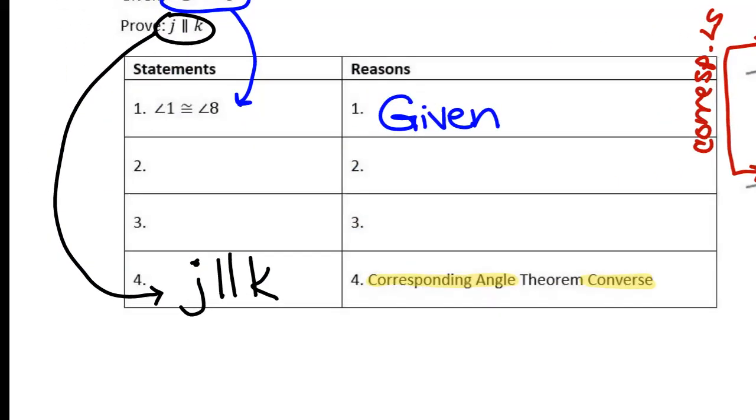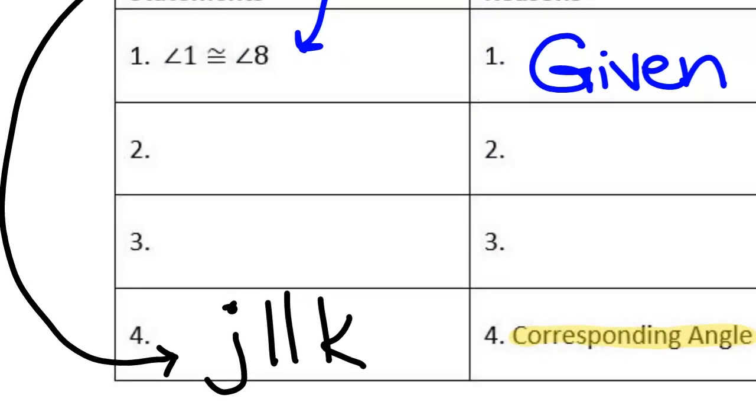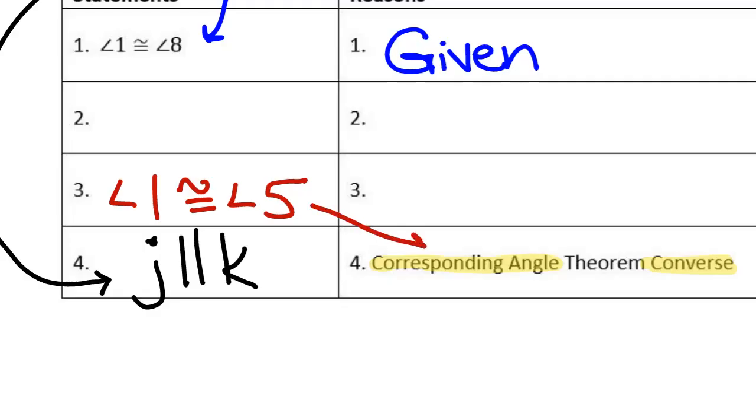Because I'm going to use the corresponding angle theorem converse, that means right before my final step, I want to talk about those corresponding angles. So I want to be able to say angle 1 is congruent to angle 5. I don't know why I can say that yet, but I know I want to say that because they are corresponding. And that's what I'm using right down here.